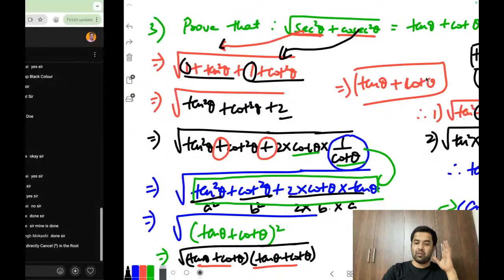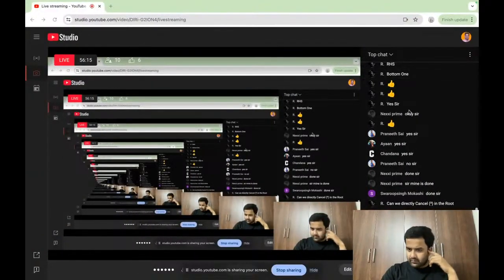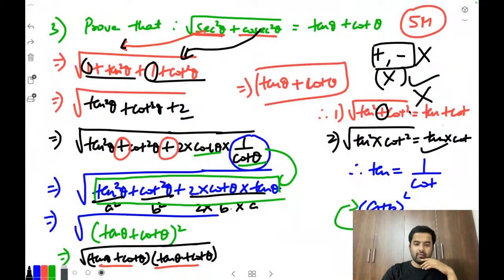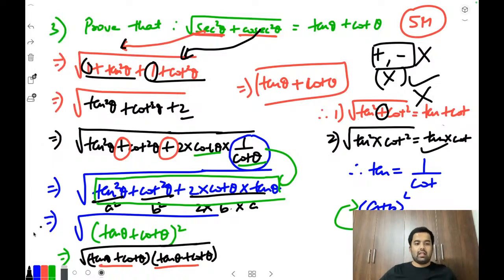I had explained it in brief now. Is it okay? Can root and square get cancelled? Second last step. We did the same thing which you asked. Let me mention it here. Let me take a different page. Wait. Let me mention this first. Here, this thing we had just kept like this. It is just for the explanation in brief.